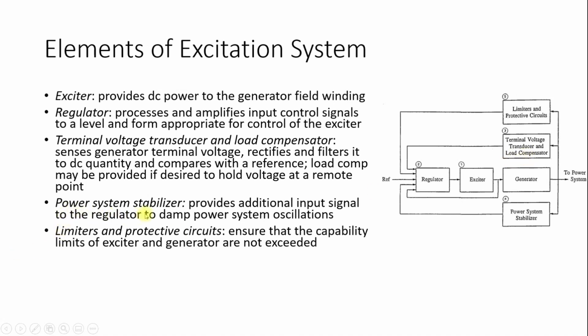The power system stabilizer, as I said, provides an additional input signal to the regulator to damp the power system oscillations. Limiter and protective circuits ensure that the capability limits of the exciter and generator are not exceeded. And what are these limits? Over excitation limit, under excitation limit, flux limit.